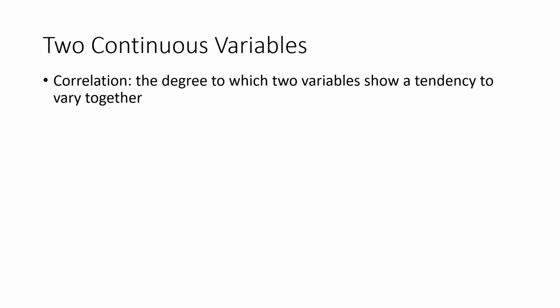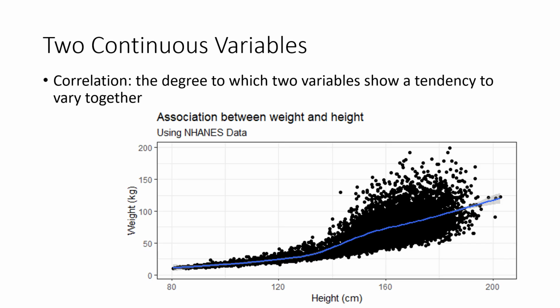By now, we've talked about how to handle two categorical variables and how to handle a categorical and continuous variable. What about when we have two continuous variables? When both our variables are continuous, we can use correlation. This is the degree to which two variables show a tendency to vary together. Visually, you might imagine a scatter plot with one variable on each axis. The more linear the association, the stronger the correlation between these variables.